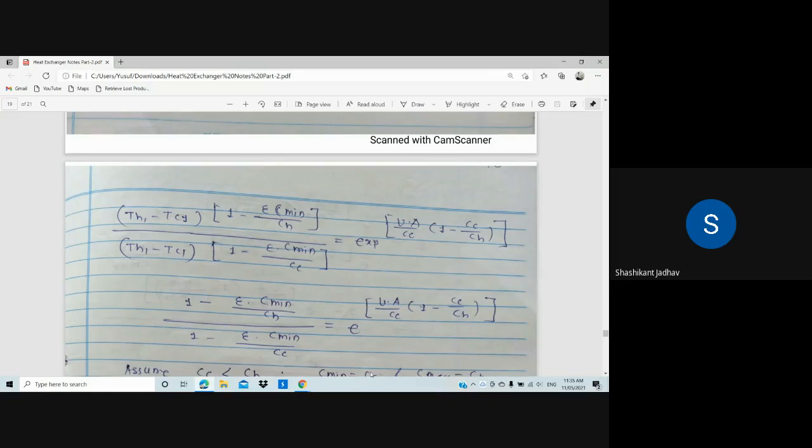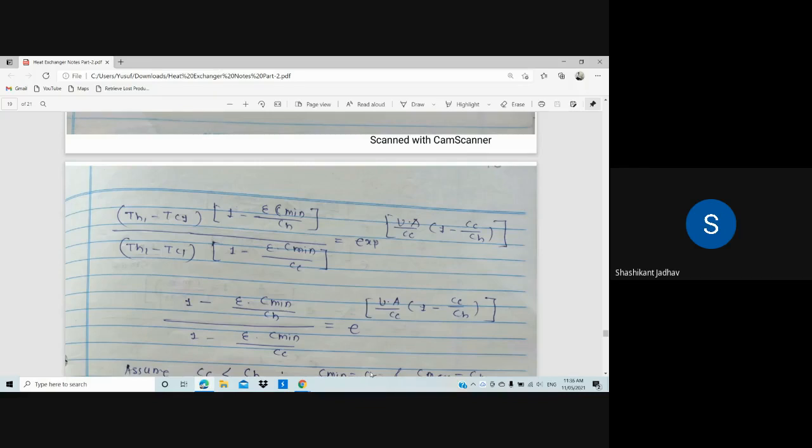Okay. Then Th1 minus Tc1 will be cancelled. So what is the remaining equation? 1 minus epsilon C minimum divided by Ch divided by 1 minus epsilon C minimum divided by Cc is equal to e raised to u into A divided by Cc into bracket 1 minus Cc upon Ch. Okay, we get the equation as, write down that simplified equation: 1 minus epsilon C minimum upon Ch divided by 1 minus epsilon into C minimum divided by Cc is equal to e raised to u into A divided by Cc into bracket 1 minus Cc upon Ch.